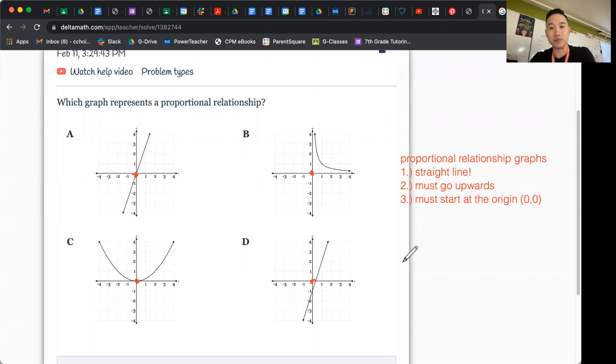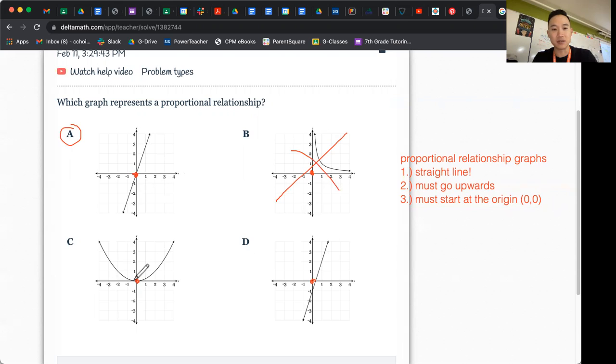And if you look at this example, you can see that only one of these fulfills all 3 criteria. And that would be letter A. Because it's a straight line, it goes up and it goes through the origin. B is not a proportional relationship because it's not straight. It doesn't go up and it doesn't go through the origin. So that doesn't make sense.